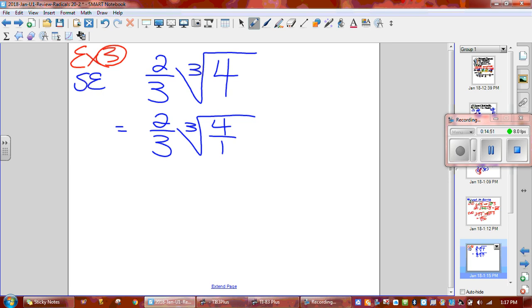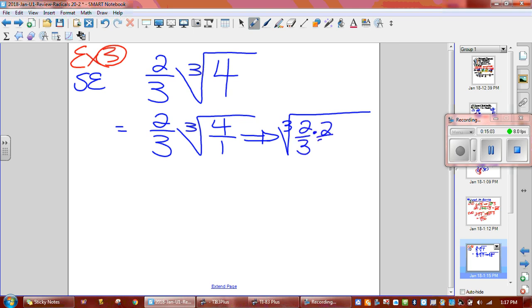Now I'm going to take my 2/3, and how many times should I write my 2/3? 3 times. Good. So I have 2/3 times 2/3 times 2/3 times 4 over 1. Now, the rule is you multiply all your top numbers together, you multiply all your bottom numbers together, and then that's your new fraction. So, we write our cube root sign again.